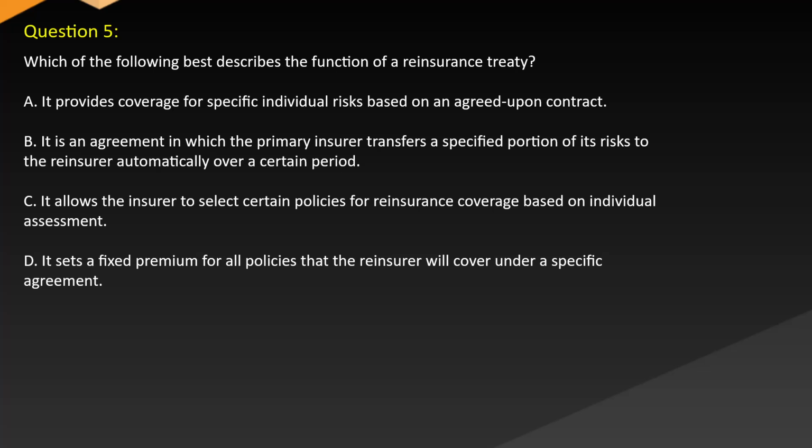A. It provides coverage for specific individual risks based on an agreed-upon contract. B. It is an agreement in which the primary insurer transfers a specified portion of its risks to the reinsurer automatically over a certain period. C. It allows the insurer to select certain policies for reinsurance coverage based on individual assessment. D. It sets a fixed premium for all policies that the reinsurer will cover under an agreement.